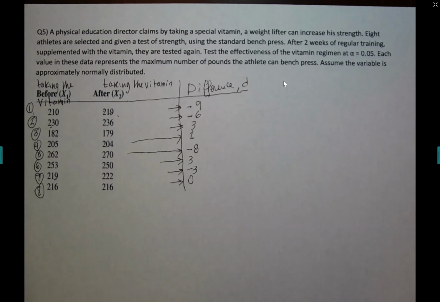Whereas in the previous one, most of them were negative, guys. It was easy to have a feel that it is working. But for this one, I cannot tell you it's working or not working. We have to perform the hypothesis test.